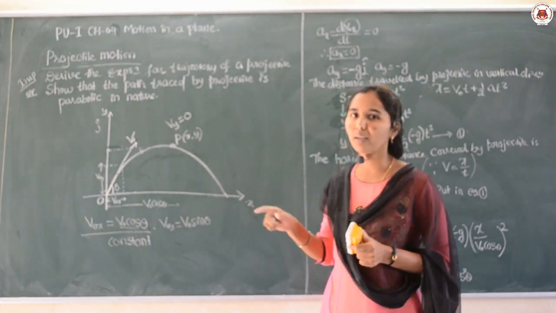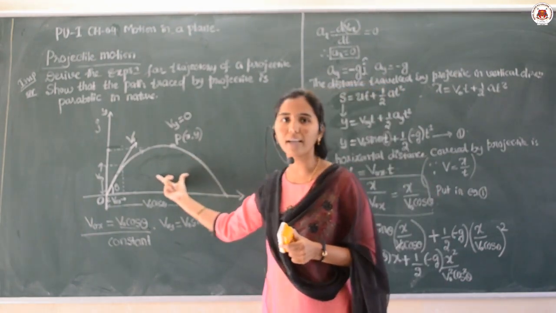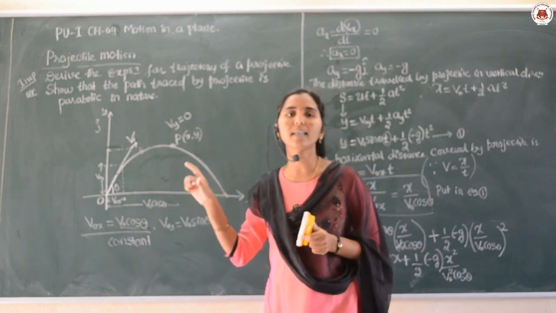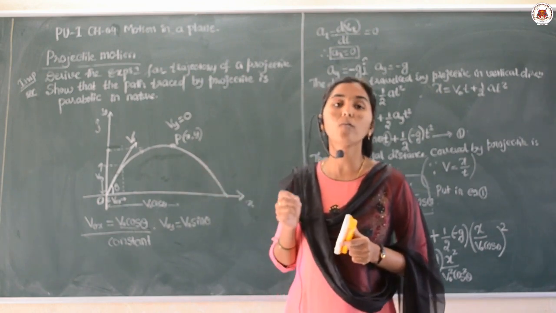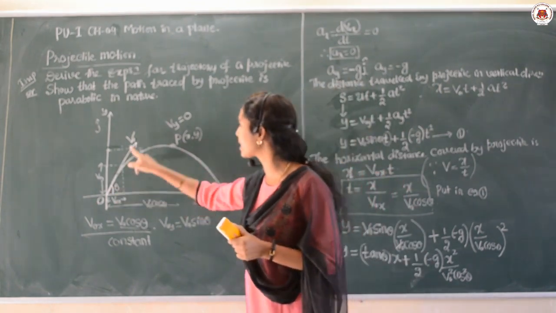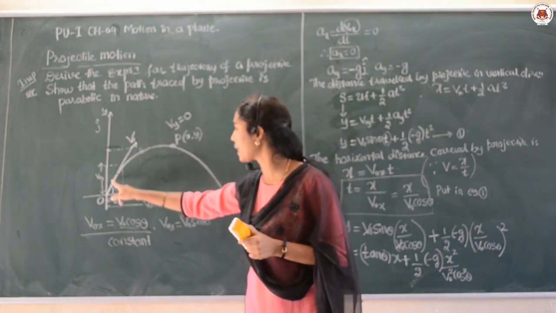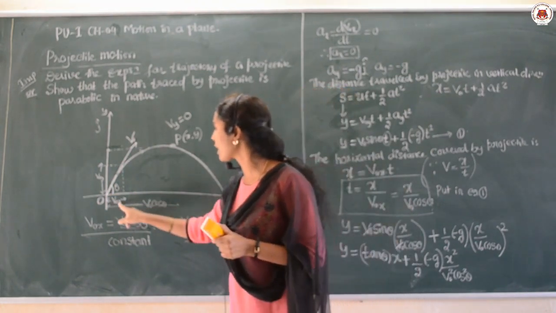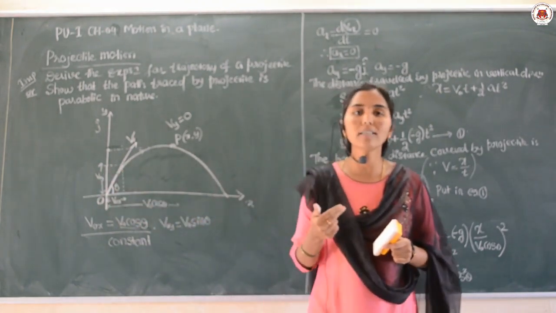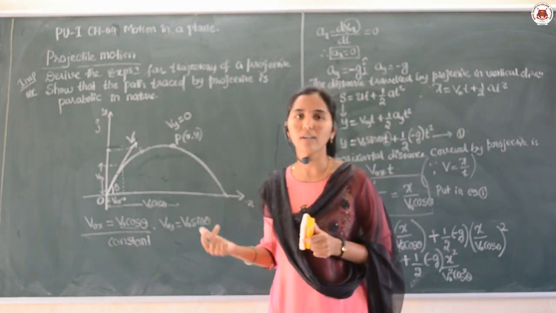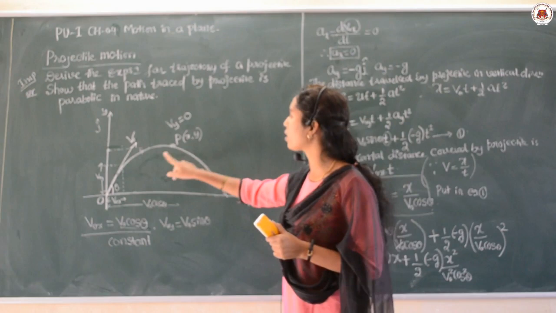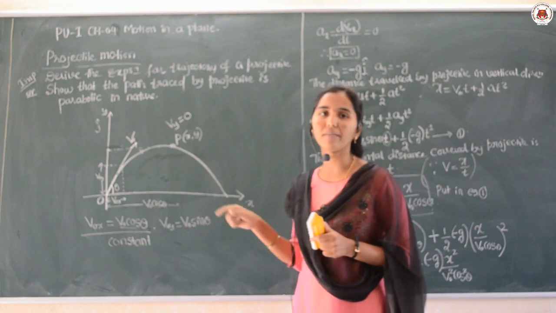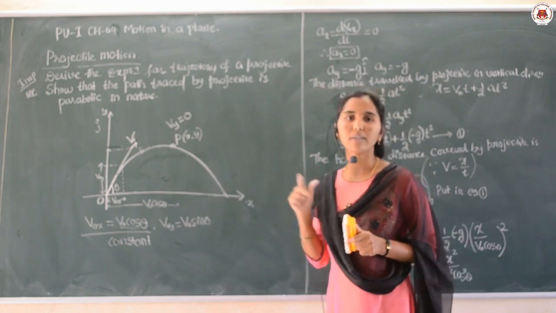There is a compulsory 1 mark given for the diagram, right? This shows the projectile motion. Consider an object or the projectile which is projected with the initial velocity v naught, making an angle theta with the horizontal component. Let v naught x and v naught y be the horizontal and vertical component of the velocity. Let P be a point on the path of the projectile which is at a position x and y with respect to the horizontal and vertical motion.